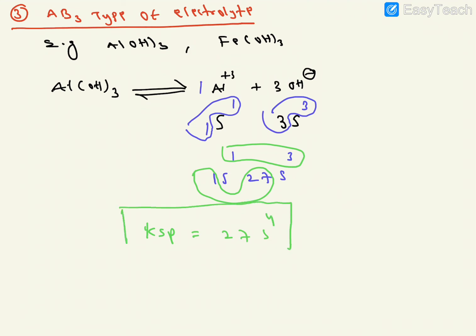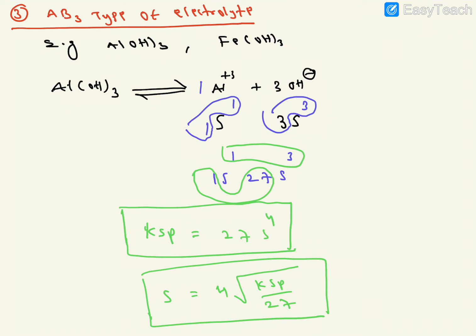So this is the solubility product of AB3 type of ions. So we need solubility: S is equal to, here how many ions are there? 4 ions. So the 4th root of KSP by 27. So this is called solubility. I hope it is clear. This is the solubility and solubility product.